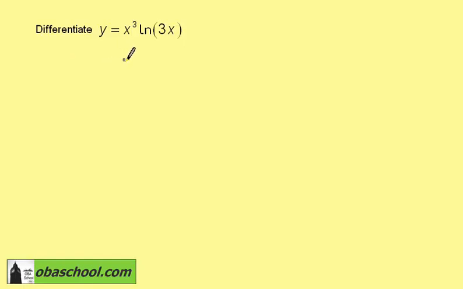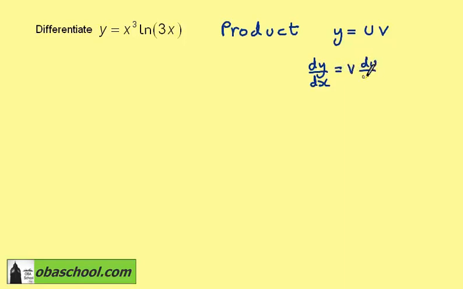We want to differentiate y is equal to x cubed times log 3x. This type of function is a product. It's of the form y is equal to u times v, where u and v are functions of x. In this case, dy dx is v times du dx plus u times dv dx.